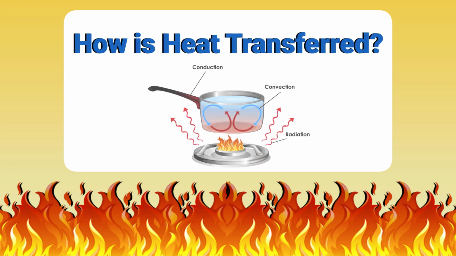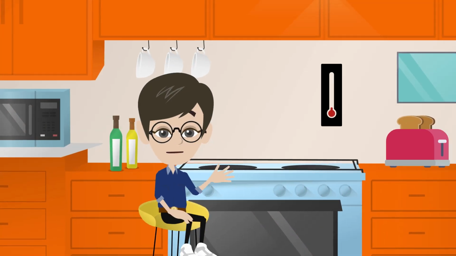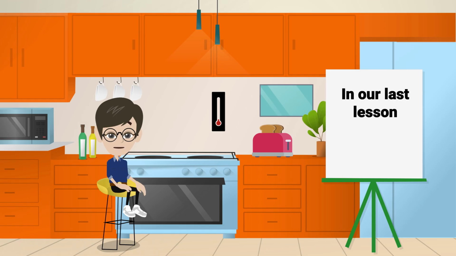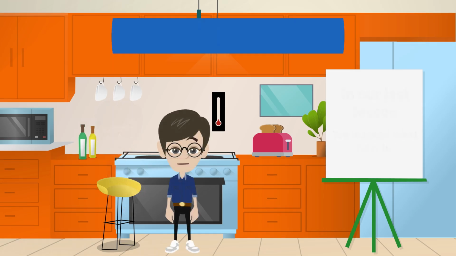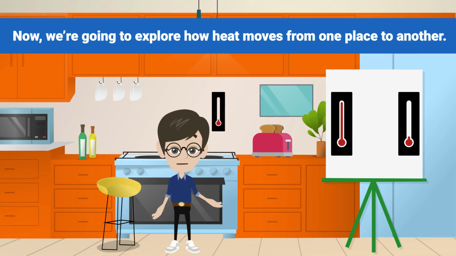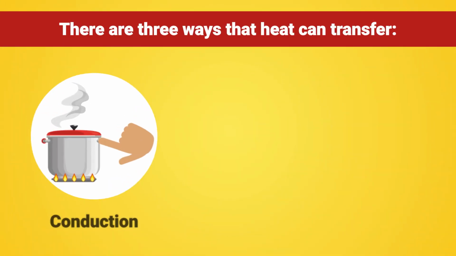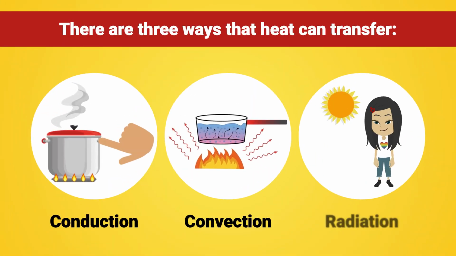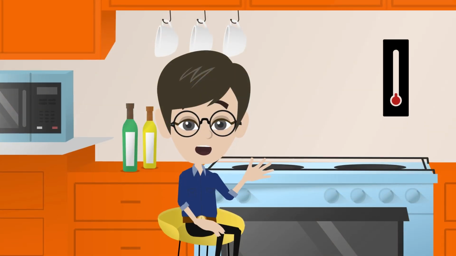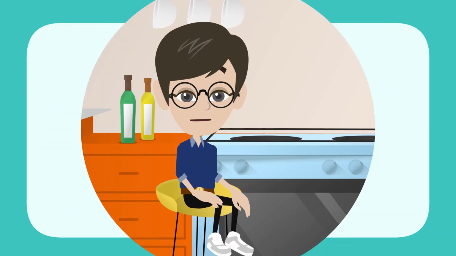How is heat transferred? Welcome back, young scientists. In our last lesson, we learned what heat is. Now, we're going to explore how heat moves from one place to another. There are three ways that heat can transfer: conduction, convection, and radiation. Let's dive in and see how they work.